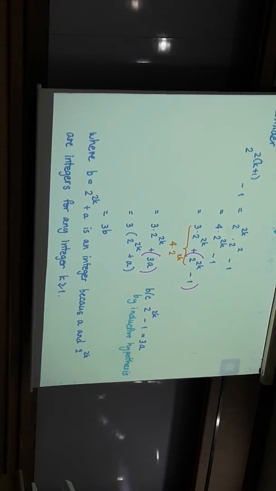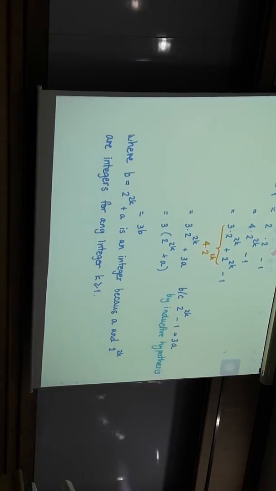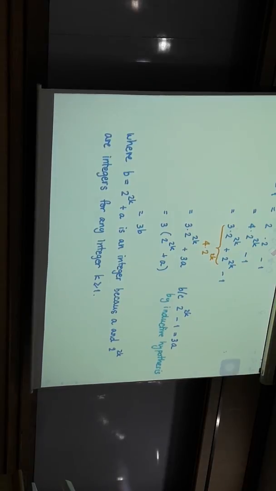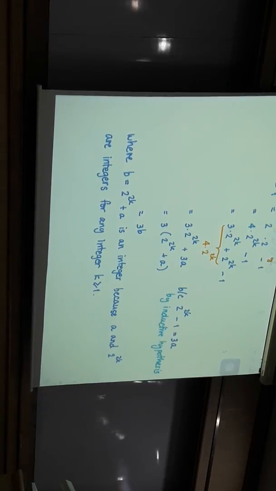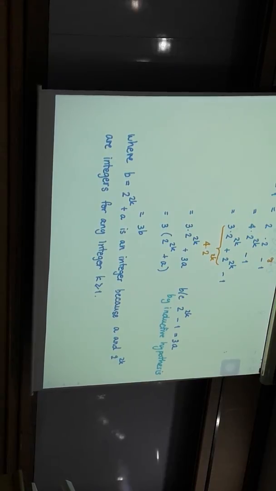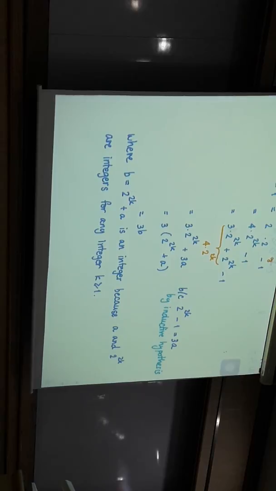By inductive hypothesis. And after that, you just need to simplify. And you're going to get 3b. And your b is integer. Because a is integer, 2 to the power of 2k is also integer. And remember last time we learned the sum of 2 integers is integer. Okay?